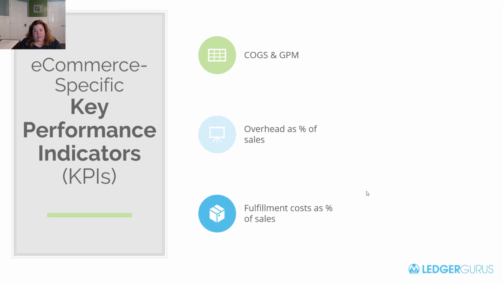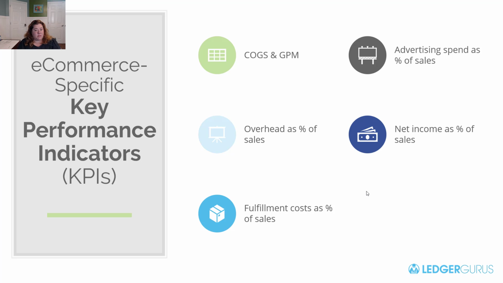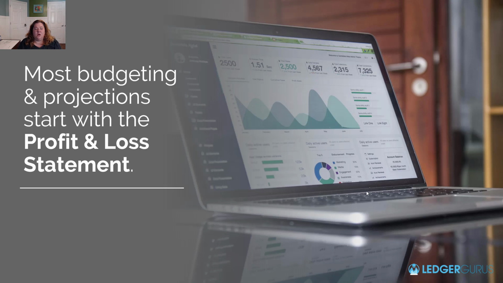Fulfillment costs as a percentage of sales, making sure you're not losing your shirt on fulfillment costs. Advertising spend as a percentage of sales, making sure that you're getting good return on your advertising spend. Net income as a percentage of sales, making sure that as your business grows, you're becoming more and more profitable. It's actually putting money back into your pocket as a business owner. And finally, evaluating all expenses as a percentage of sales helps you understand the directions you're trending, what expenses need to be managed more aggressively, where you're losing money as a business, where there's additional opportunity for efficiencies.